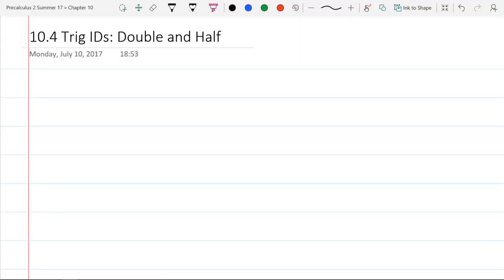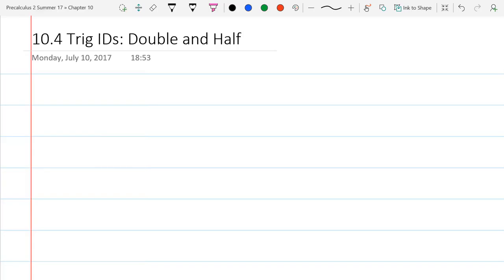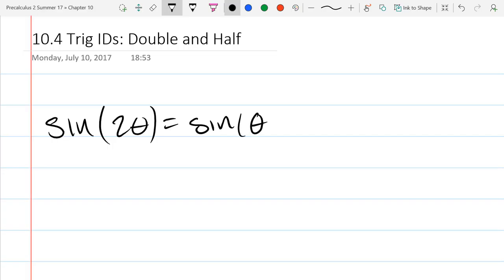So double and half identities. We are going to first see where they come from and then do some applications, some example problems. So we're going to start with, well, this is really sine of 2 theta. Theta plus theta is 2 theta. Now I'm going to write it as theta plus theta.